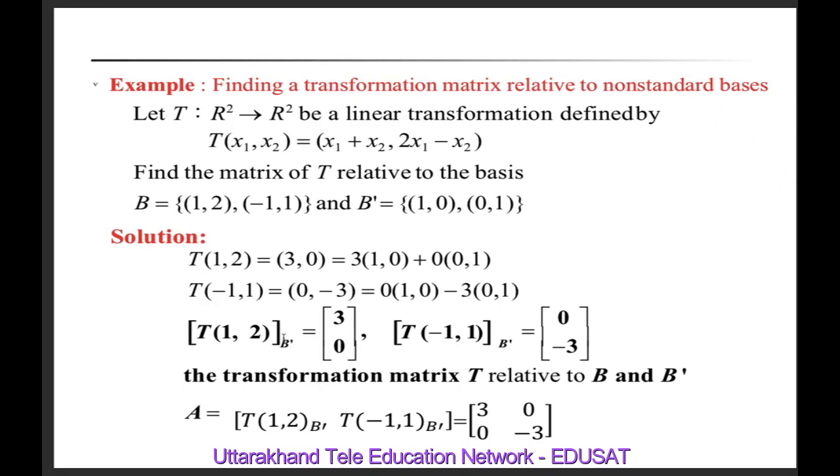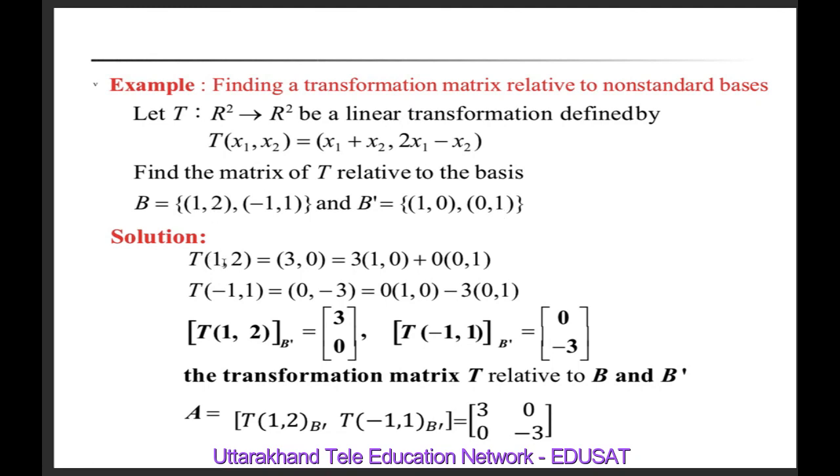Let T be a mapping from R square to R square, a linear transformation defined by T(x1, x2) equal to (x1 plus x2, 2x1 minus x2). Find the matrix of T relative to the basis B = {(1, 2), (-1, 1)} and B dash = {(1, 0), (0, 1)}. Now we will find the matrix of T.